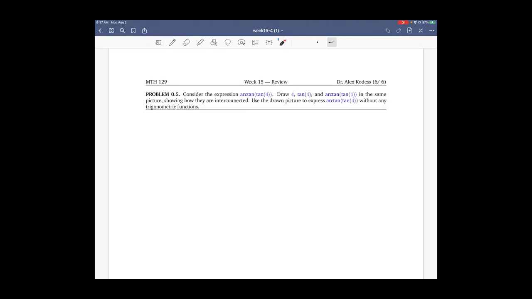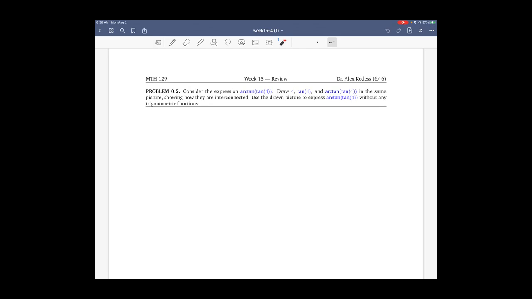In this problem, we need to express arctangent of tangent 4 without any trigonometric functions. And to do that, the problem is asking us to draw all the elements here, 4, tangent 4, and arctangent of tangent 4 in one picture. We will solve this problem in two different ways, drawing two different pictures. Of course, these will be the unit circle and the graph, the two pictures that we always draw.